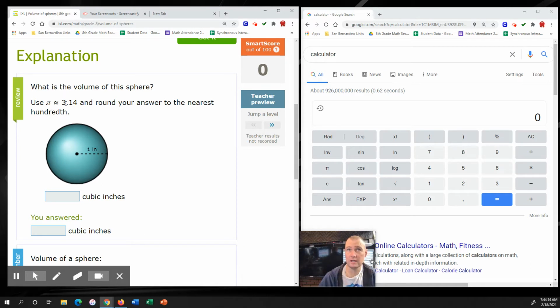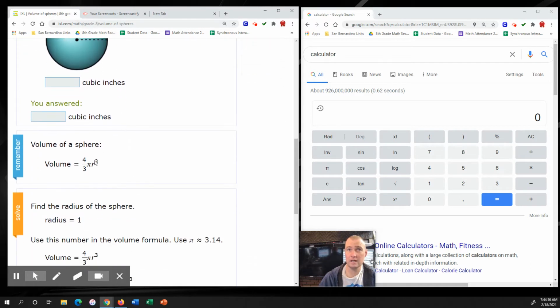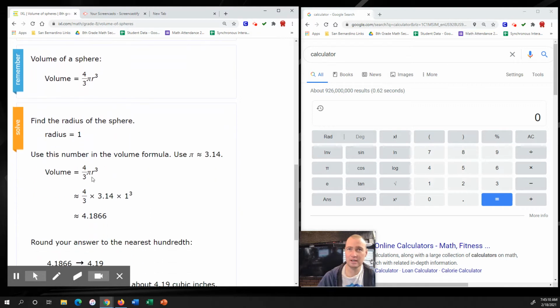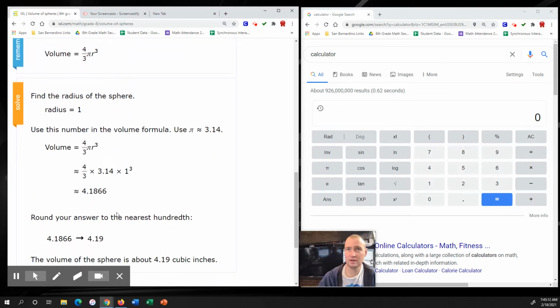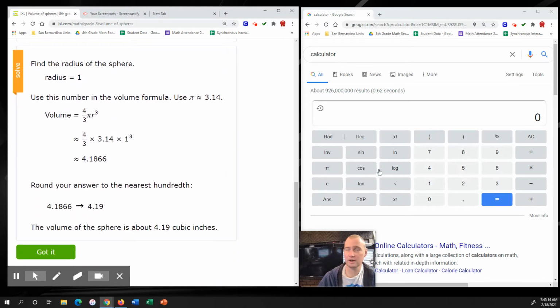So we're going to use pi as 3.14, and the formula that we're looking for is volume equals 4 divided by 3. Don't trip on the fraction, right? So 4 divided by 3 times pi times r to the third. That means r times r times r, 3 times, right? And plug it in and use a calculator. So we got our calculator ready to the right side here and round to the nearest hundredth.